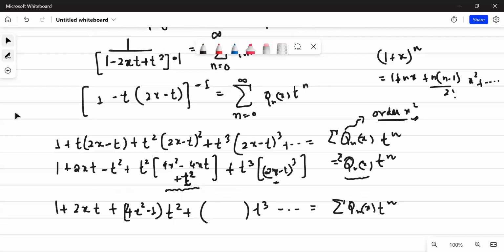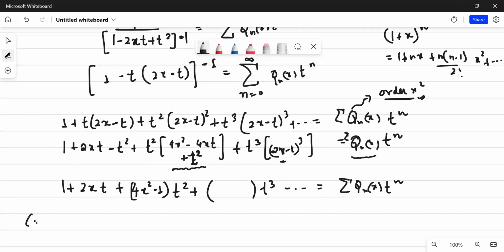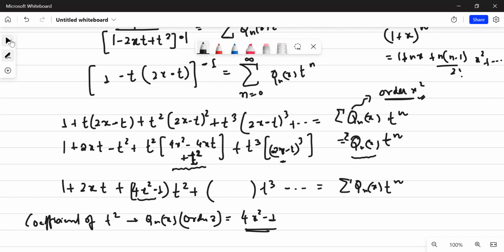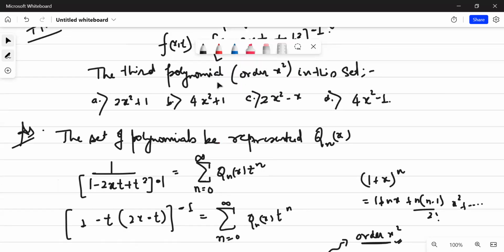So obviously you can see the coefficient of t square only contains a term in x square. So your Q_n(x), or you can say of order 2, is nothing but equal to 4x square minus 1, and I hope this is an option somewhere. So this is your option. So this was asked in the exam. Is that clear?